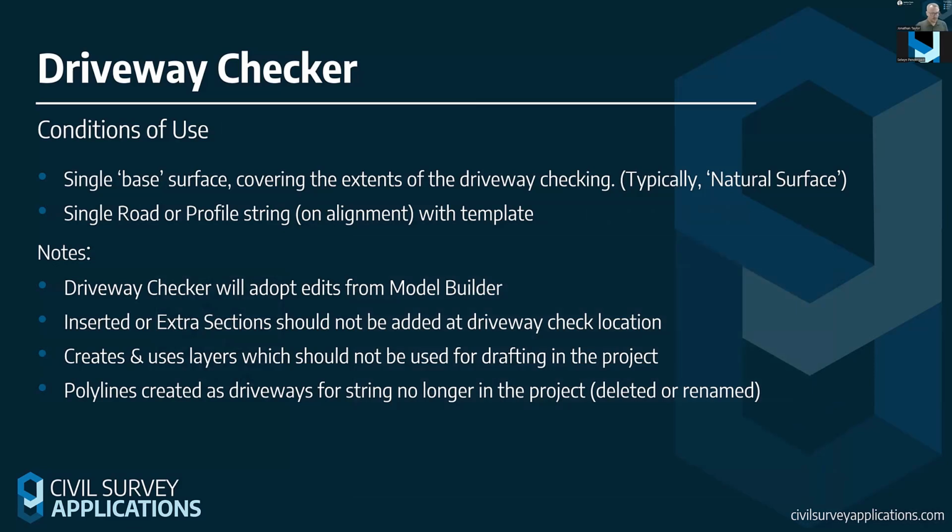Last thing before we tuck in, the driveway checker has some conditions. You need, as a minimum, a base surface. This is like your NS in the project, some kind of existing surface as a bare minimum. And one road or profile string, obviously on an alignment with a template. That's all you need to get started with using this tool.